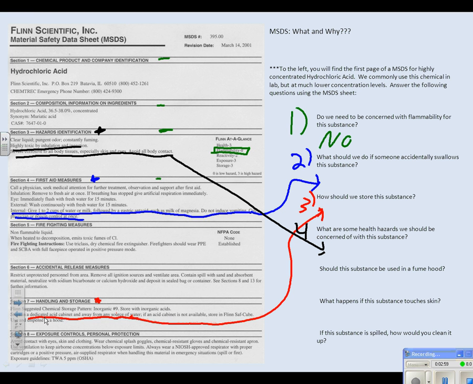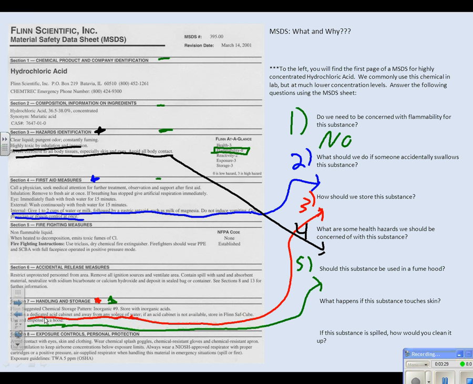Should this substance be used in a fume hood? That will be number 5. And yes, number 5, come down here with handling and storage again. Used in a fume hood. So we put that answer right here. Just say yes. The reason for that is that this concentration will actually produce a chlorine gas that can knock you out if you're not careful and if it's not being sucked up.